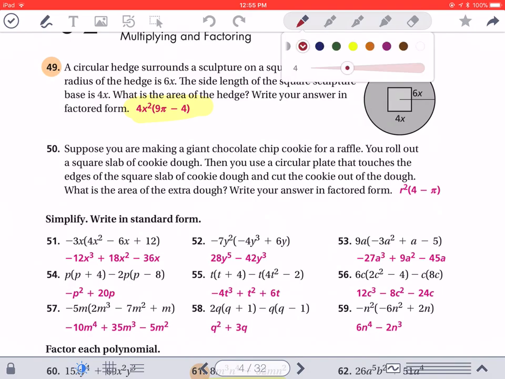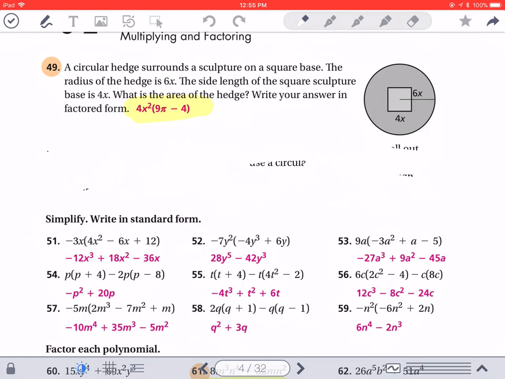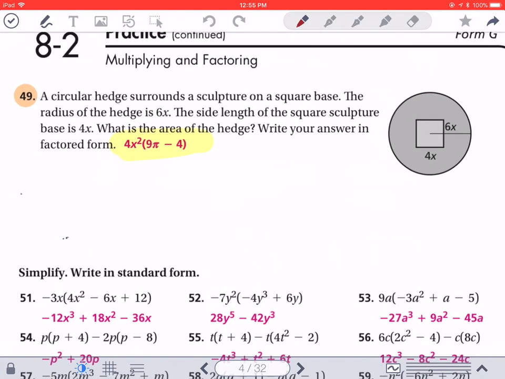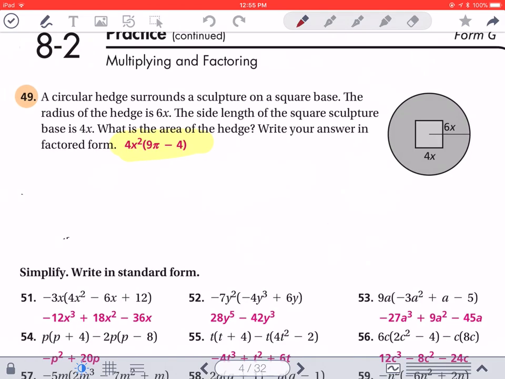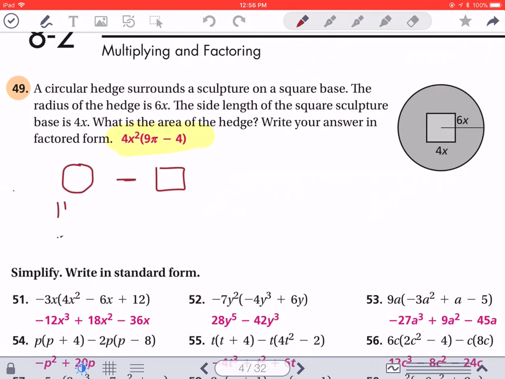So this is a good SAT problem. Let's get some room to work here on this one. So what I want to do is first write it out kind of in hieroglyphics. I got this circle minus the square. And the formula for the area of a circle is pi r squared. A square is just going to be side squared.